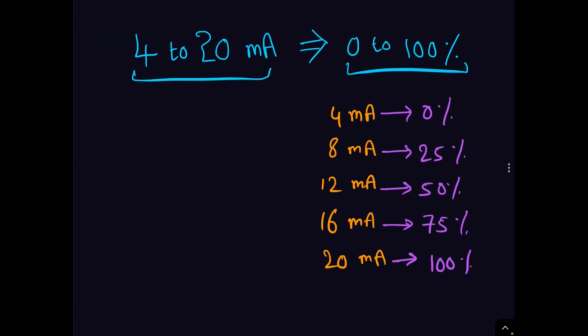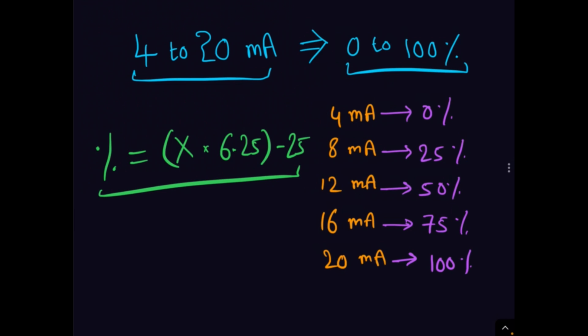What is the formula? We need percentage, right? Percentage is equal to some variable x multiplied by 6.25, minus 25. So this is our formula. Here x is the current signal in milliamp. So let's see how to use this formula. First we calculate for 4 milliamp.